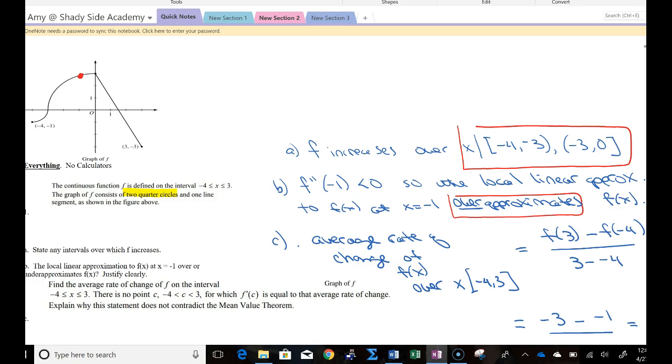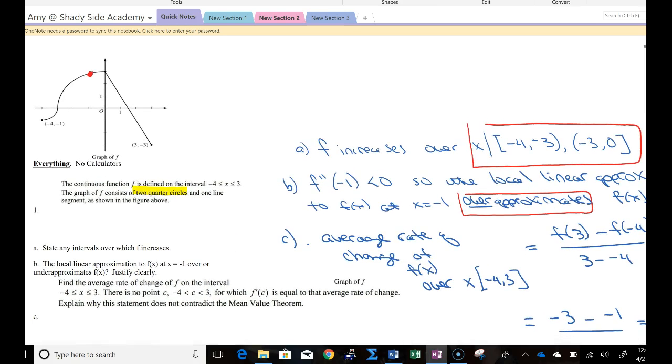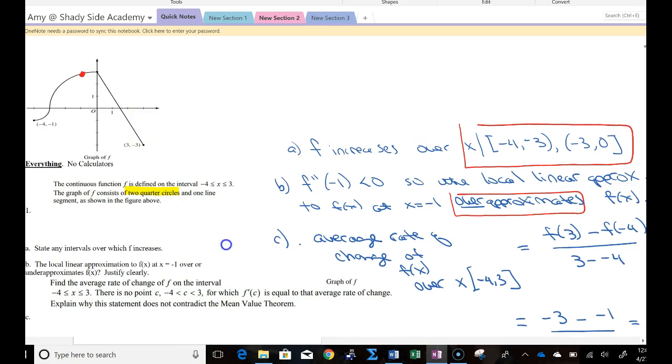And you'll see my formatting here is not perfect, but I think you should follow it perfectly fine. Question number 1 was right here. Okay, this is the continuous function f. The graph of f consists of 2 quarter circles. That was important because if this is a quarter circle, this is a quarter circle right here. That's a point of vertical tangency right there. Okay. All right, state any intervals over which f increases.